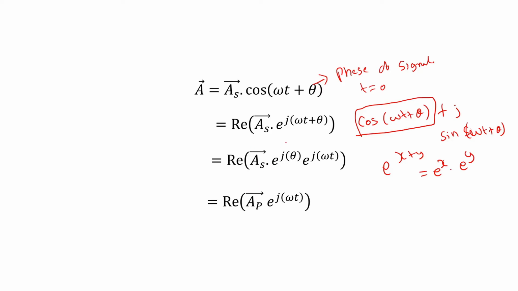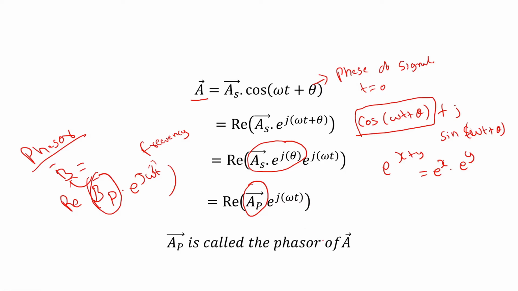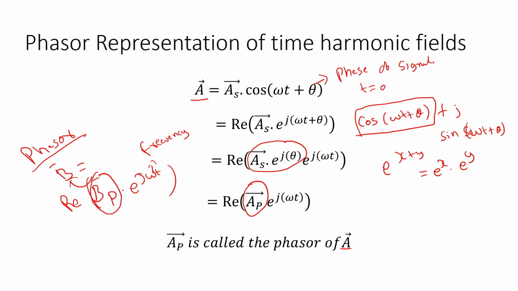This can be clubbed together to give us the phasor of a bar. So the phasor of any vector field B bar is such a function that when I multiply Bp bar with exponential of j omega t, the real part of this should give you back the B bar. Then this Bp bar is the phasor of B bar, where omega is the frequency, in fact, the angular frequency. Ap bar is called the phasor of A bar. And this is the phasor representation of time harmonic fields.